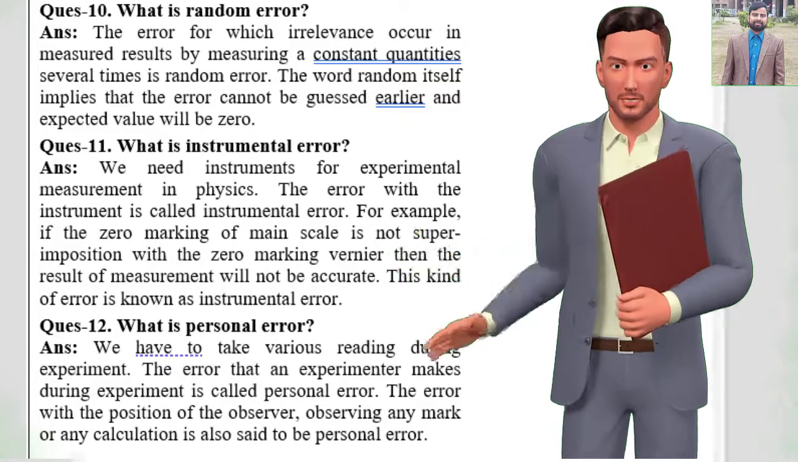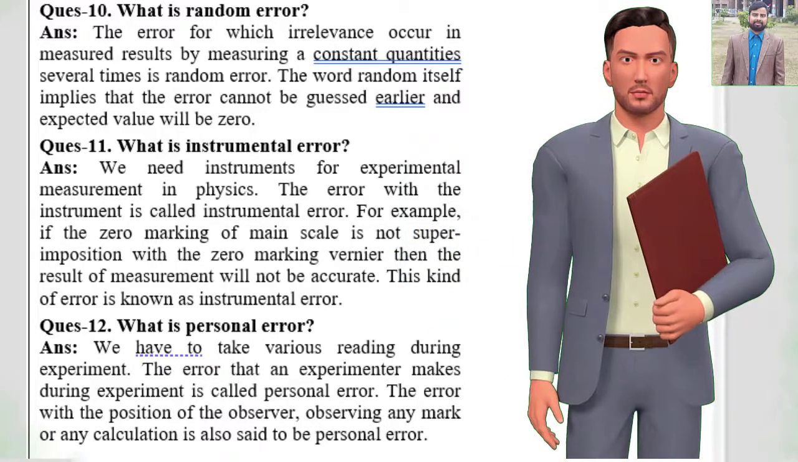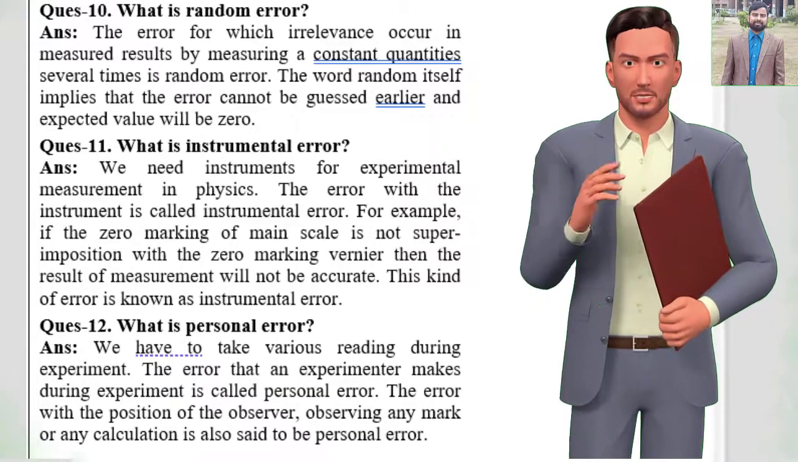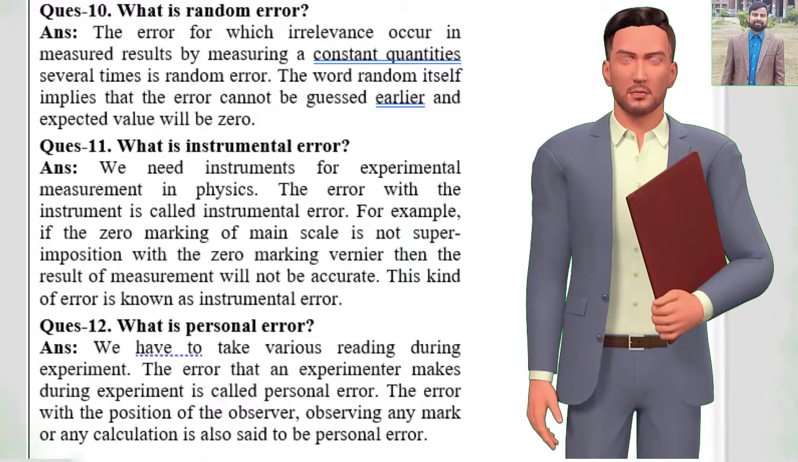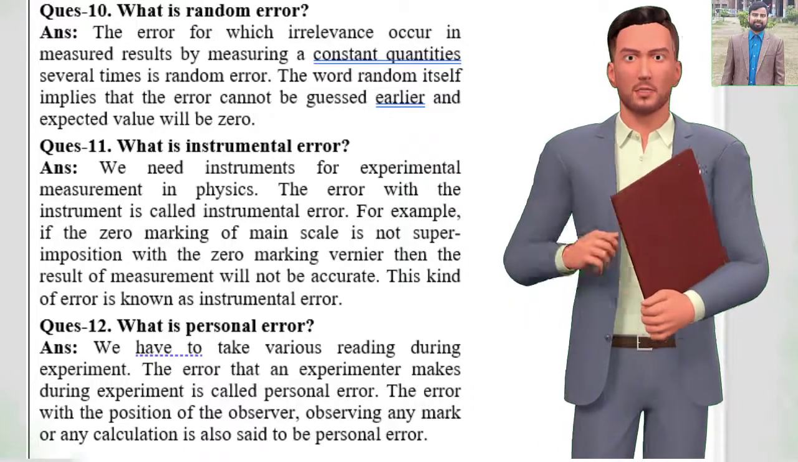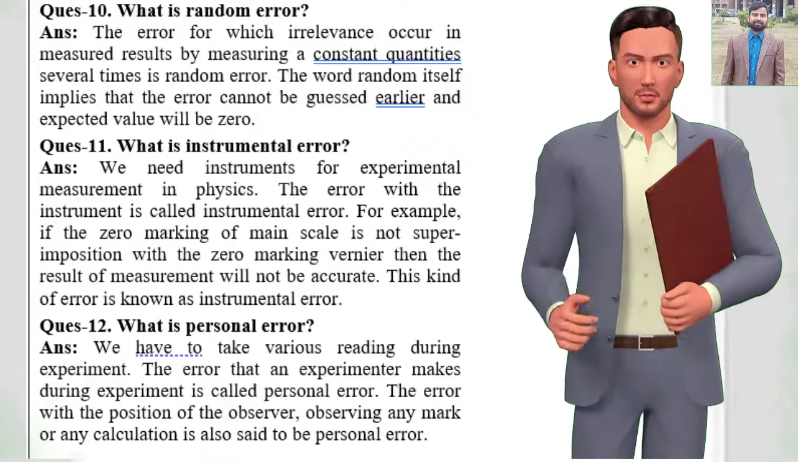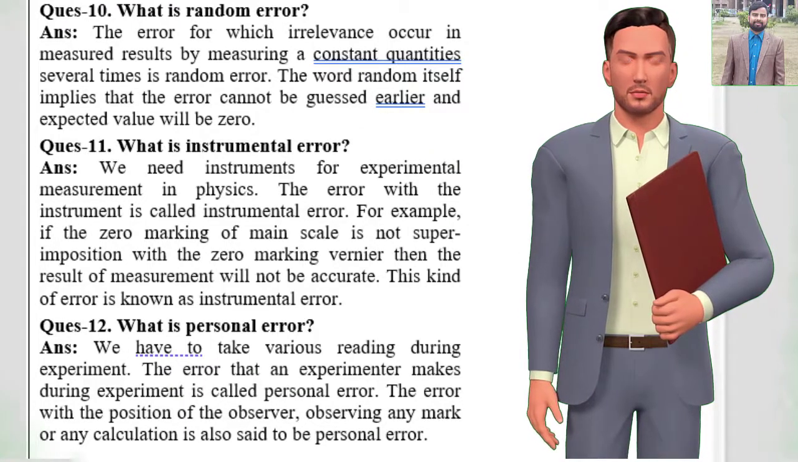What is instrumental error? ANS. We need instruments for experimental measurement in physics. The error with the instrument is called instrumental error. For example, if the 0 marking of main scale is not superimposed with the 0 marking of vernier, then the result of measurement will not be accurate. This kind of error is known as instrumental error.